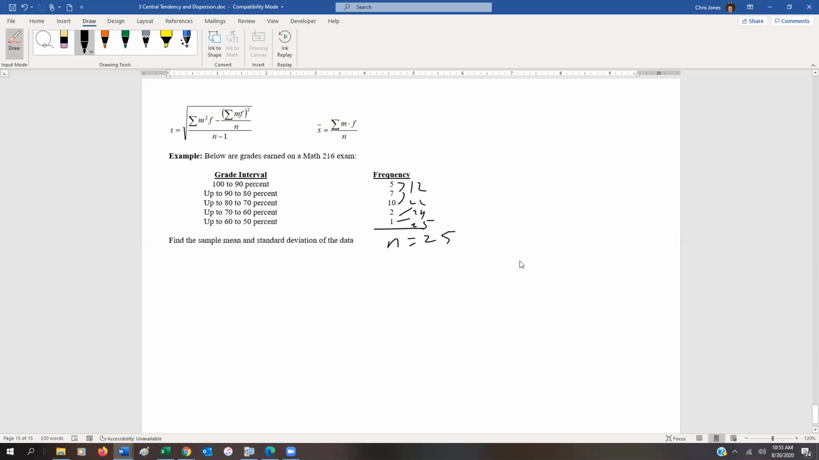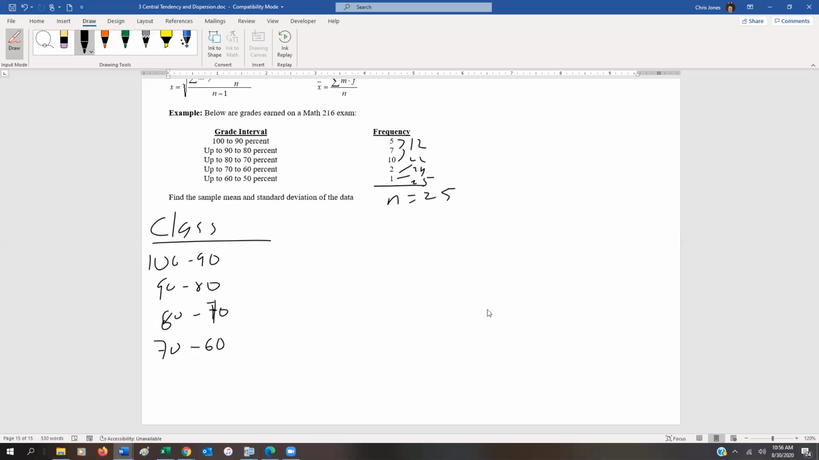Next thing we're going to do is start setting up the table to find the sample mean and standard deviation. Hopefully you started with the classes, which were 100 to 90, then 90 to 80, 80 to 70, 70 to 60, and finally 60 to 50. And we need a midpoint. Hopefully you could easily see that the midpoints for each of the classes are 95, 85, 75, 65, 55.